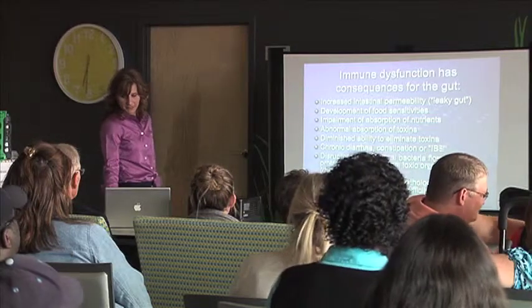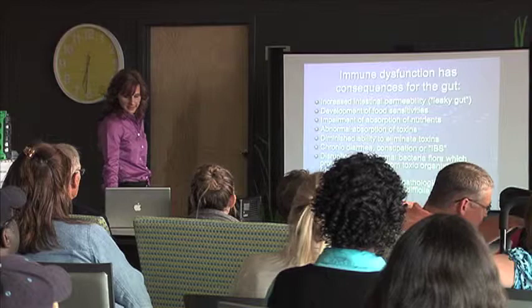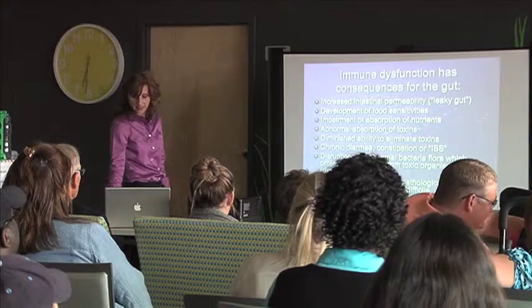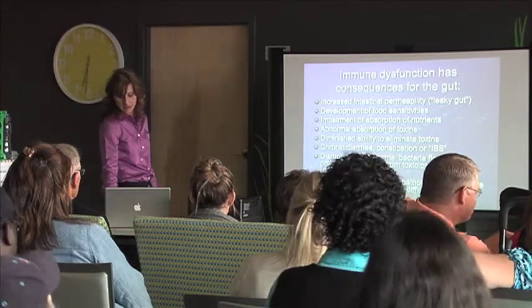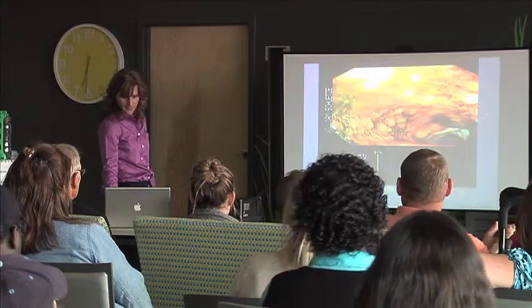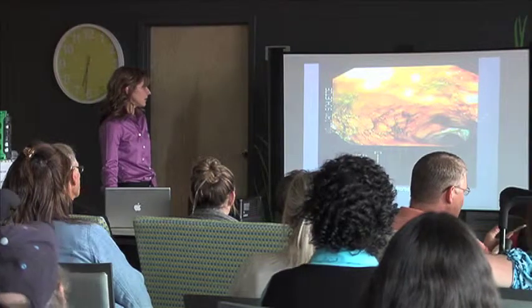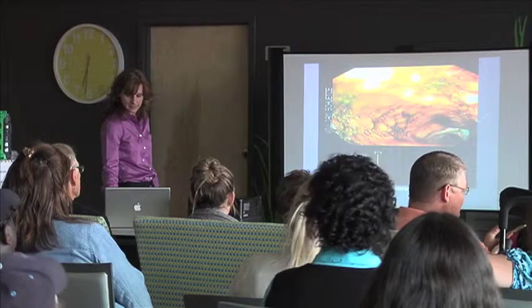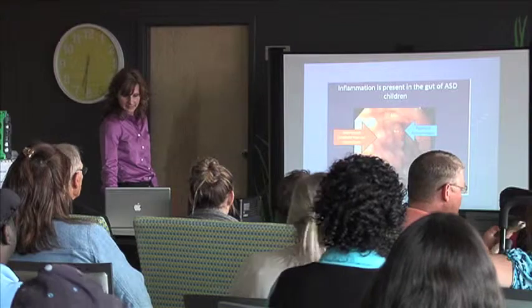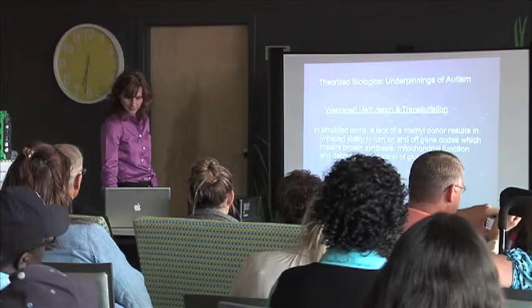Disruption of normal bacteria or flora, and then overgrowth of potentially pathological organisms such as yeast, Clostridia, which my son still battles with from time to time. And these are just slides of abnormal gut linings that they have scoped. And you can see the inflammation right there. That's not normal. You don't want that.